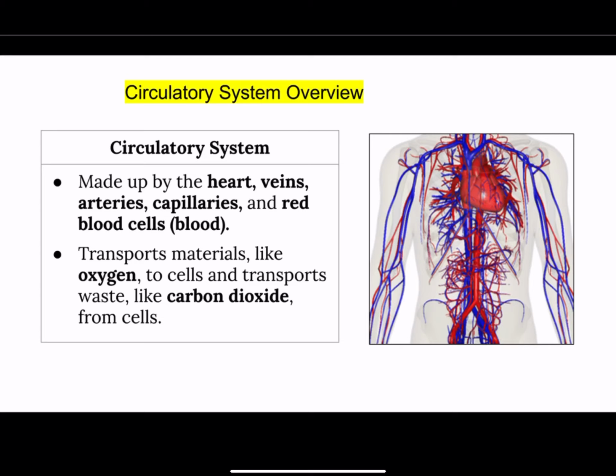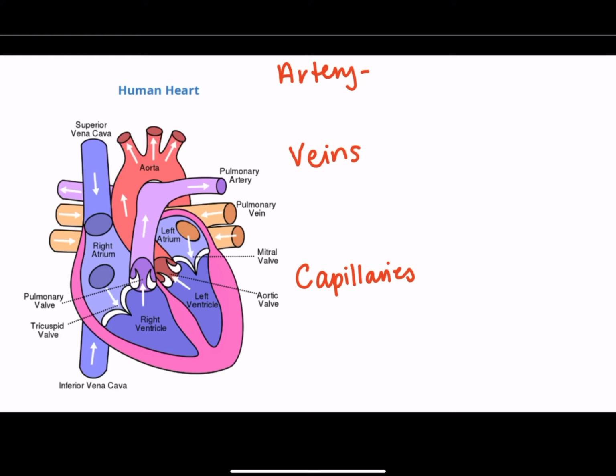So we're going to kind of do something similar with the circulatory system. The circulatory system, we know that it's made up of the heart, veins, arteries, capillaries, and red blood cells, and we transport materials like oxygen to cells and transport waste like carbon dioxide away from cells. But I wanted to let you know what these arteries, capillaries, and veins do specifically. So we have arteries, veins, and capillaries. They're the three main transport vessels in the circulatory system.